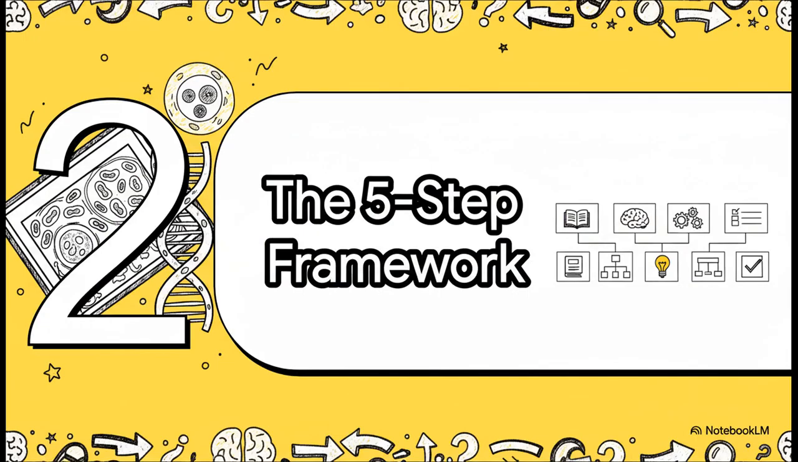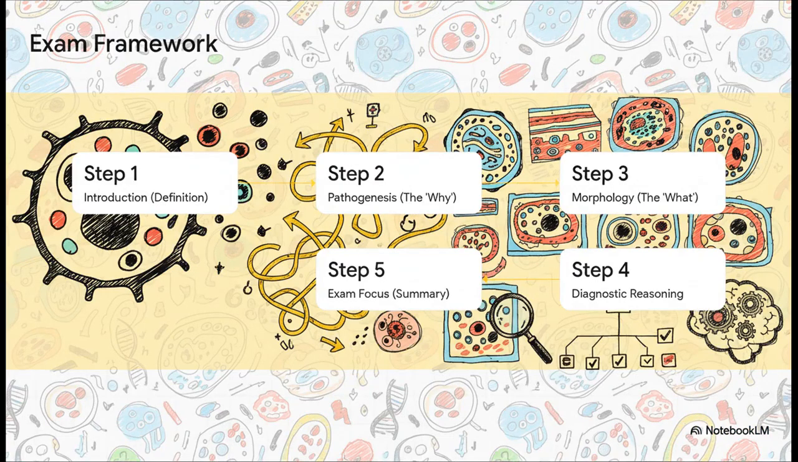So to bridge that gap between just knowing stuff and actually reasoning through it, we need a system, a reliable structure that you can apply to any topic you come across. And that, my friends, is what this 5-step framework is all about. So here it is, our roadmap in 5 simple steps.